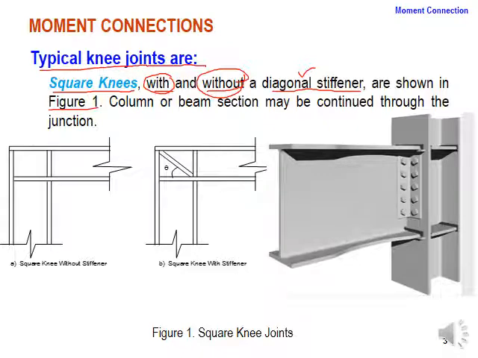The column and the beam section may be continued through the junction, so it depends on which section you are continuing. In figure 1, you can see that figure A is the square knee without the stiffener, and figure B is the square knee with the stiffener. This is called the diagonal stiffener you are providing here. How this diagonal stiffener increases the efficiency of the square knees, we will discuss in the coming slides when we discuss the stiffener and its design.